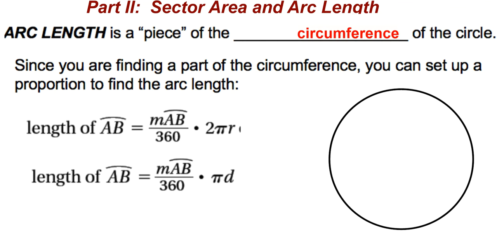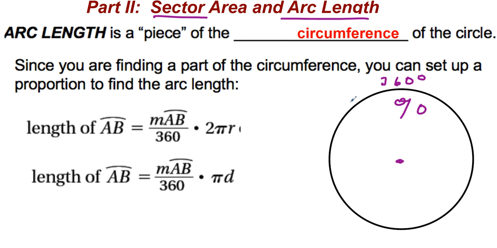So now I'm going to go ahead and take care of sector area and arc length. What we're doing with sector area and arc length is that we're going to go right off of what we did when we found circumference and area. So again, circumference is the perimeter of the whole thing. This is 360 degrees, the measure of all the way around. And we're going to take a percent of that.